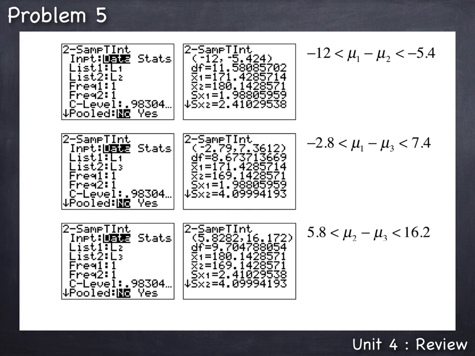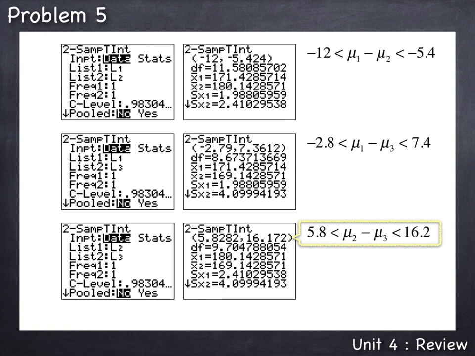by writing mu2 subtract mu3 in between the less than symbols, and then the calculator provides us with the lower estimate. Here we get 5.8282, which rounds to the nearest tenth of a degree Fahrenheit to 5.8. And the upper end of the interval, 16.172, which when rounded to the nearest tenth of a degree Fahrenheit, we get 16.2.